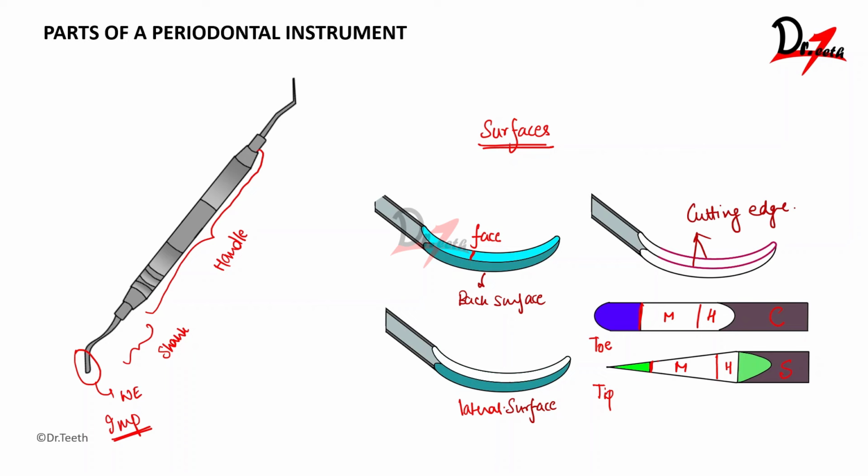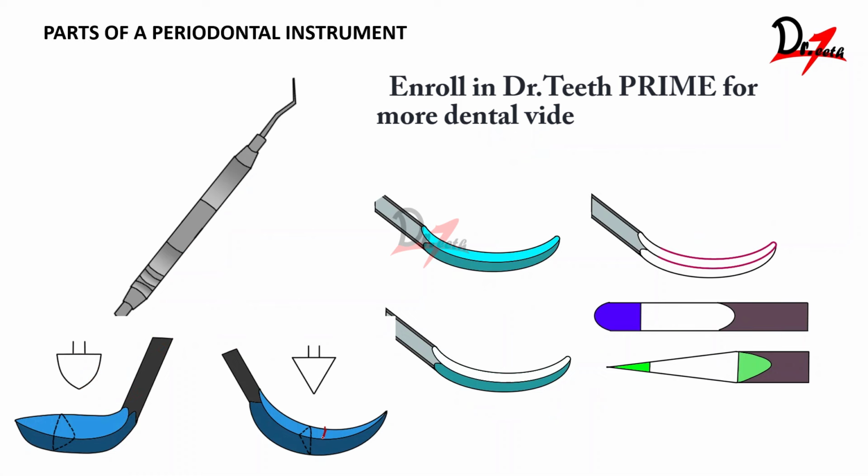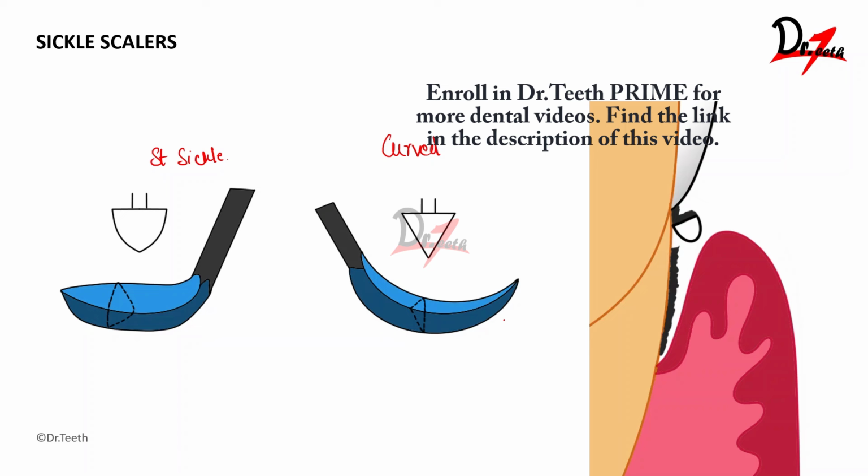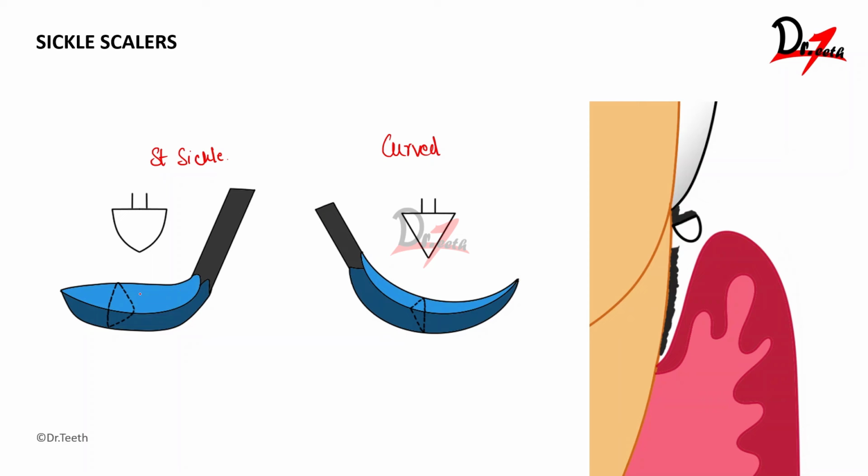So remember the surfaces. We have a face surface, a back surface, lateral surfaces, and two cutting edges. Again, these are sickle scalers, and here as you can see, this is the face. This is a curved sickle scaler and this is a straight sickle scaler. Here the face is a little narrow and here the face surface is quite broad, and both of them end in a sharp point called a tip. As you can see, in the curved sickle the working end is curved, whereas in the straight one it is quite straight.